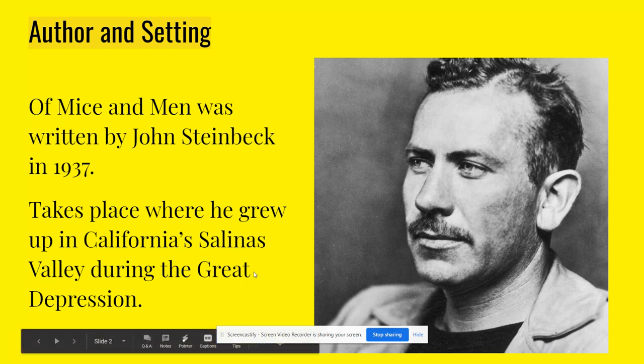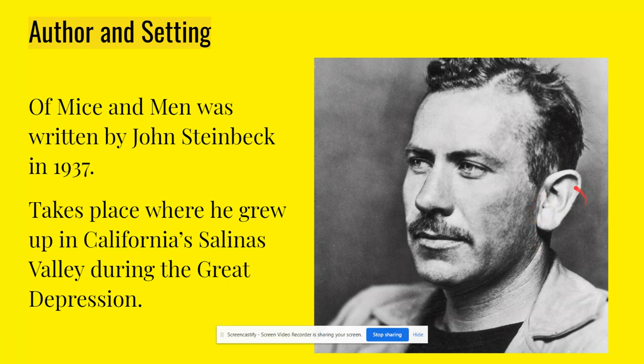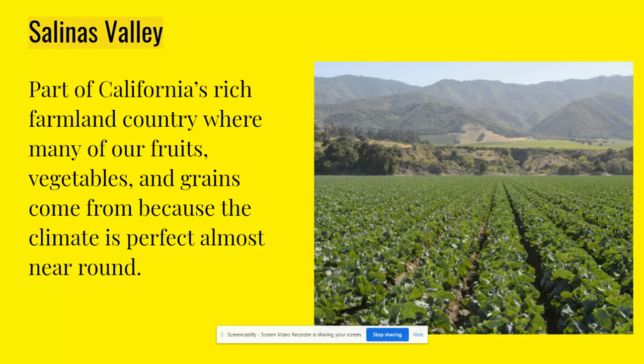This is a picture of John Steinbeck here. He's got some big old ears, but anywho, the story takes place where he grew up in California, in a place called Salinas, or the Salinas Valley, during the Great Depression. We're going to look a little more at the Salinas Valley here.